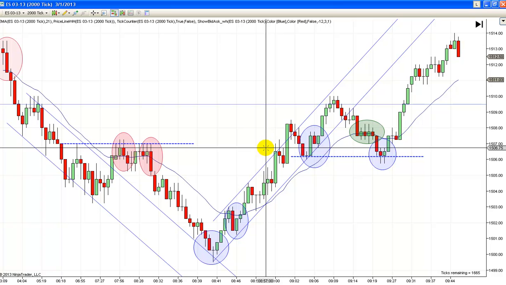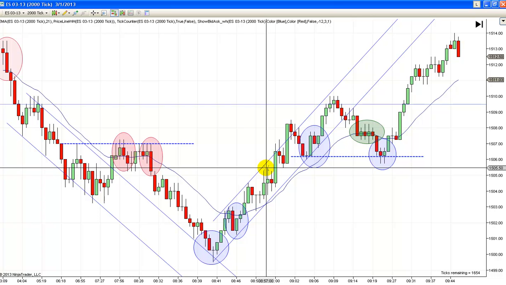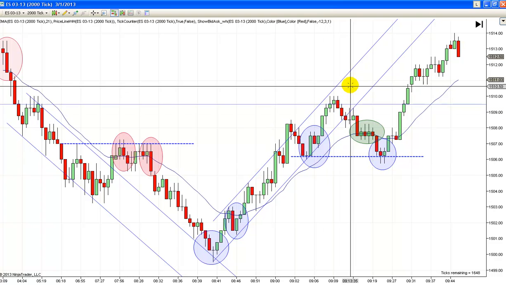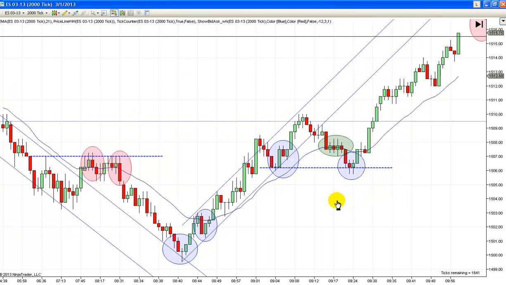1506.75 is where you would have entered, and your stop would have been at 1505.7. So a 4-tick stop, and if you'd have used 2, it would have been a 5-tick stop. But your stops never threatened. So the most you could have lost on that would have been 4 or 5 ticks, even if you were wrong.